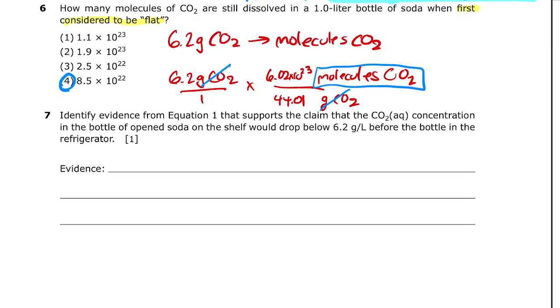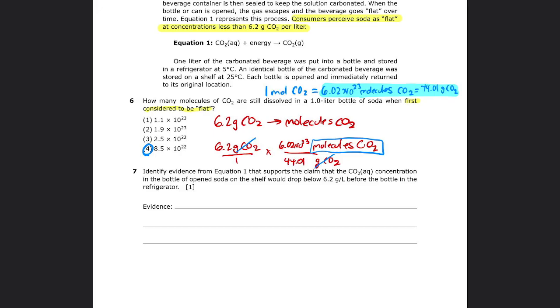All right, for question number 7, it says, identify evidence from equation 1 that supports the claim that the CO2 aqueous concentration in the bottle of the open soda on the shelf would drop below 6.2 grams per liter before the bottle in the refrigerator. Now, I will tell you all, as a chemistry teacher, my mind immediately went to the wrong place. I began thinking of relationships between solubility of gases in solution and solubilities of solids in solution, which could very well be used to explain this question, right? I could say that the higher the temperature, the less a gas is going to be soluble in solution. But that's not what this question is asking for.